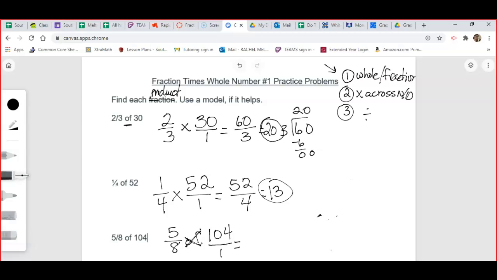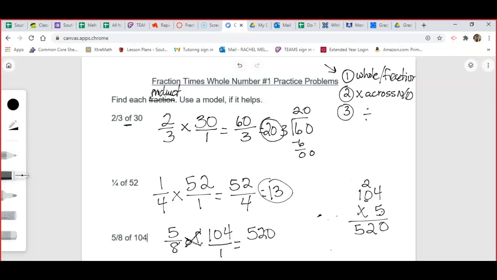So, I first need to do 104 times 5. Okay? So, everybody, 5 times 4. 20. 5 times 0. 0. Plus 2. 2. Okay. 5 times 1. 5. So that means that my new numerator is 520.